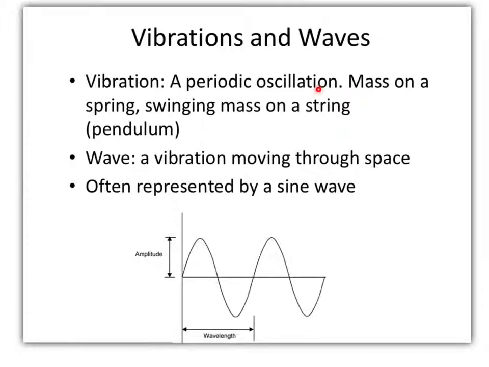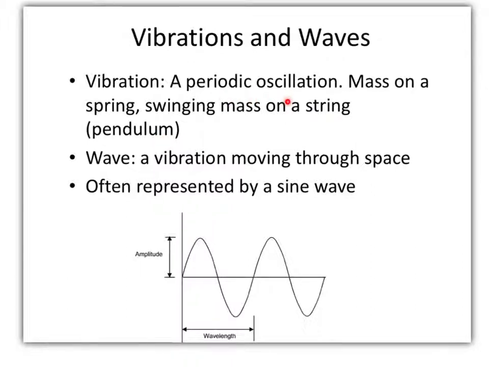Another example might be if you take a mass and you tie it onto a string and let the mass swing back and forth. That's called a pendulum, and that also is an example of this vibratory kind of motion.